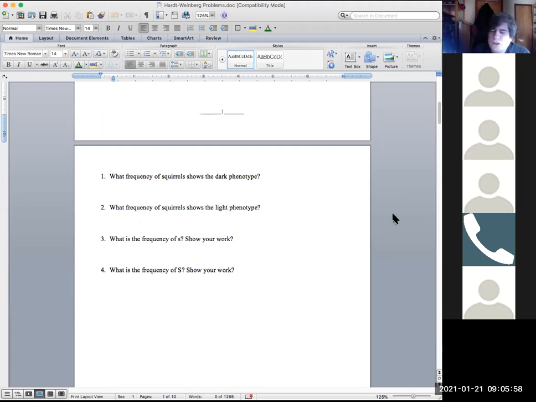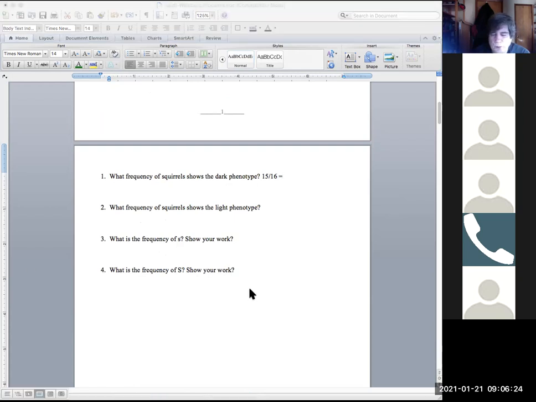So the first question is, what frequency of squirrels show the dark phenotype? Well, notice for phenotype, this is just the dark color. So this is 15 out of 16. And you could leave your answer in this form, or you could change it to a decimal if you wanted. So you could put this into your calculator, and if you put 15/16 into your calculator, you get 0.9375.